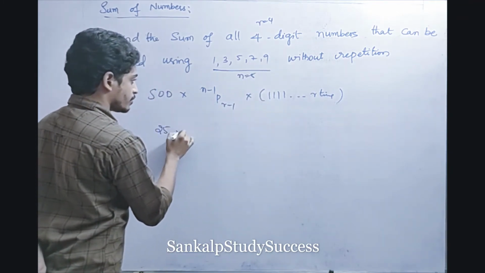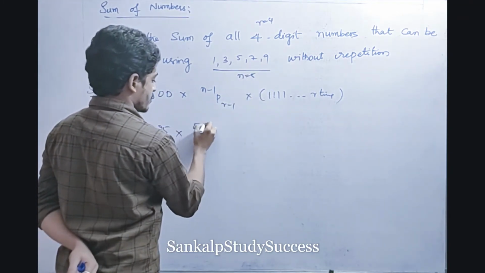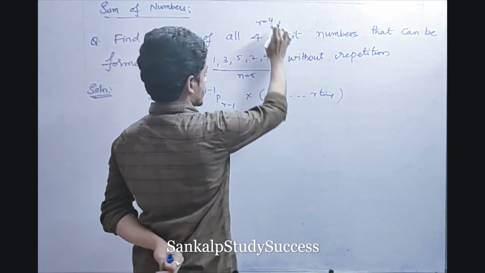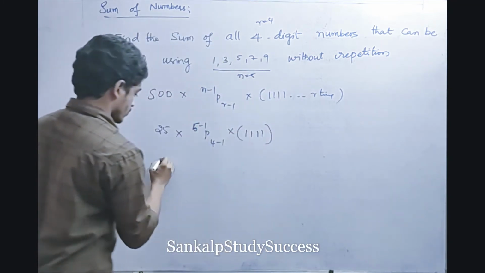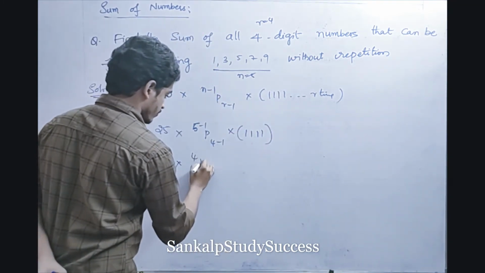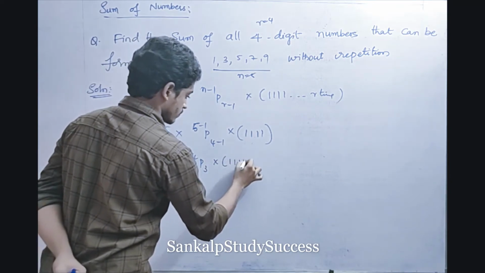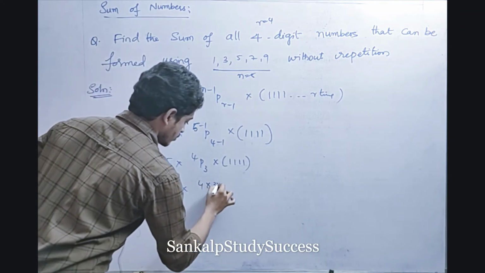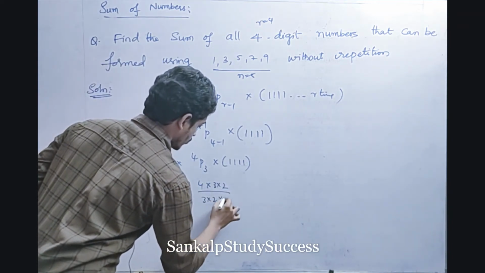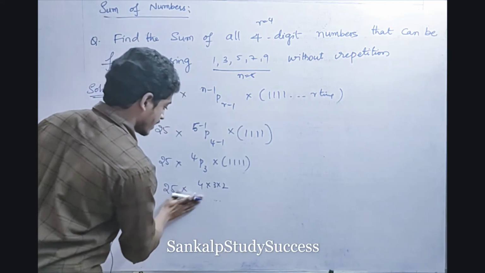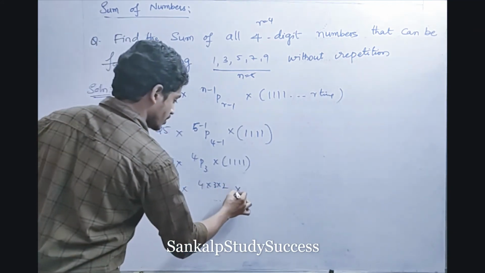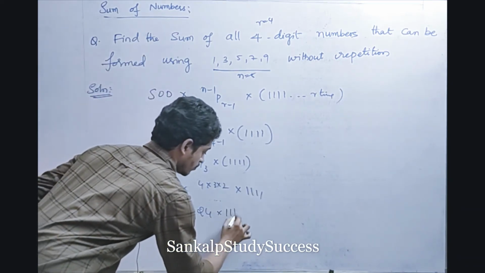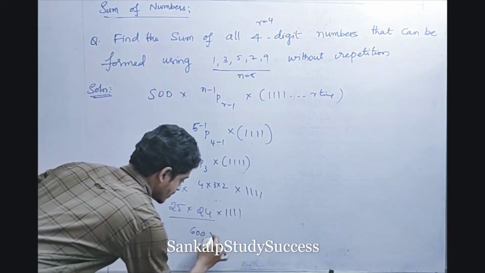So 25 into (n minus 1) P (r minus 1), that is, 5 minus 1 P 4 minus 1, into 1 repeated 4 times: 1, 2, 3, 4. 25 into 4P3 into 1111. No, this is not nCr, right? This is 4P3, that is nothing but 4 into 3 into 2, which is 24. So 25 into 24 is 600, 600 into 1111.